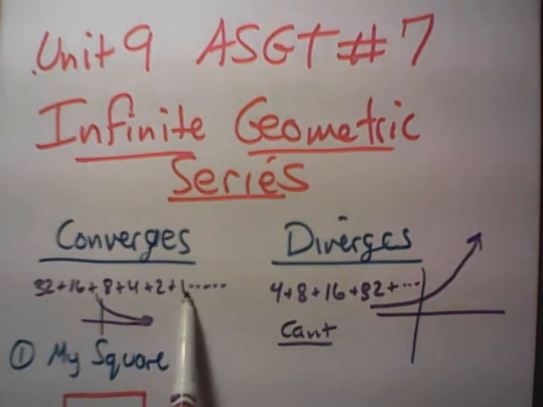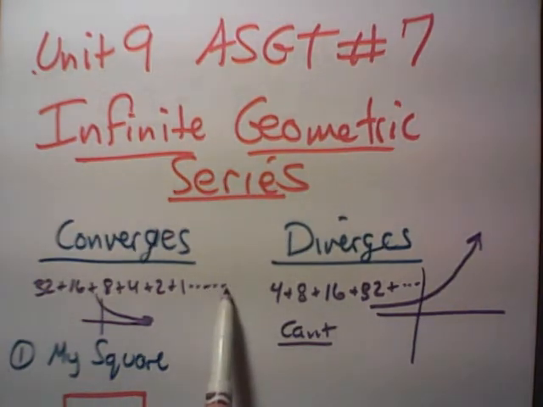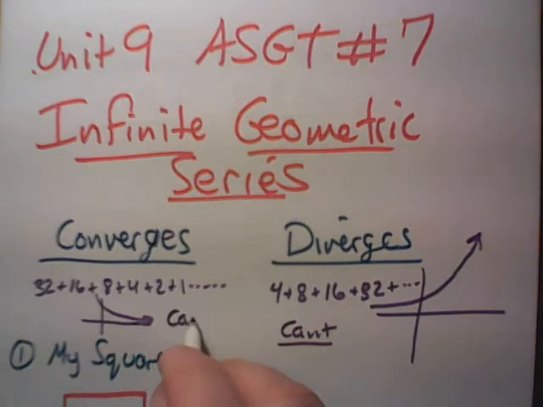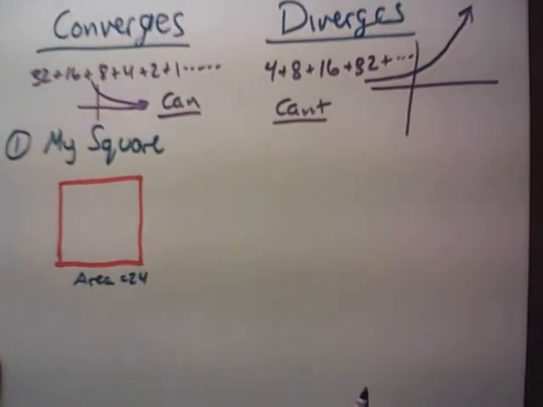It'll never touch 0, but it'll get really, really close to 0, like a half, and then a fourth, and then an eighth, and then a 16th. It'll go on forever, and we can find the sum of converging geometric series. Let me give you an example of what one might look like.